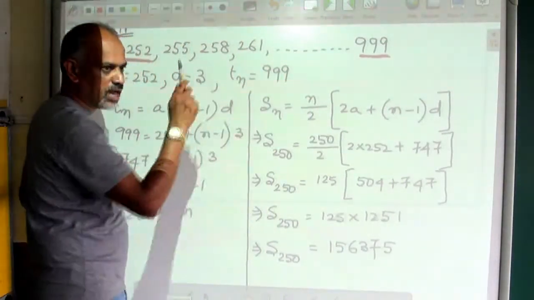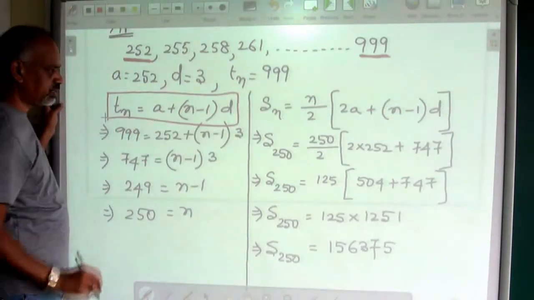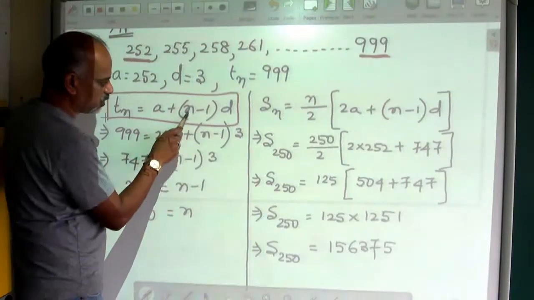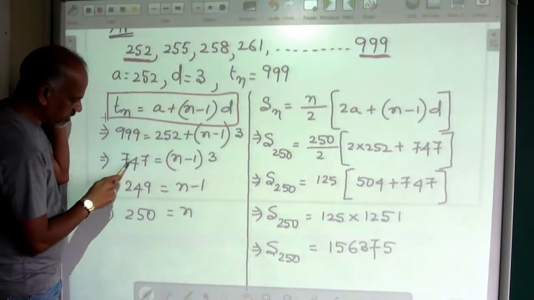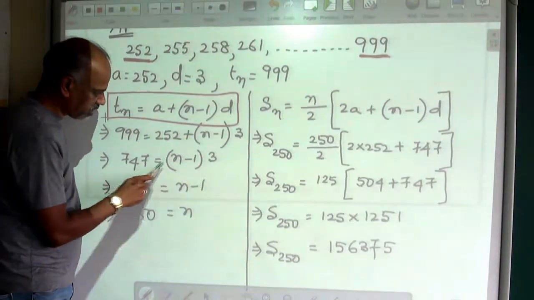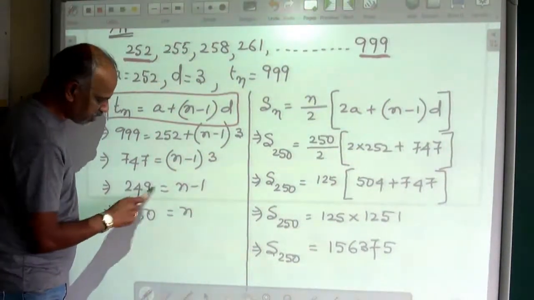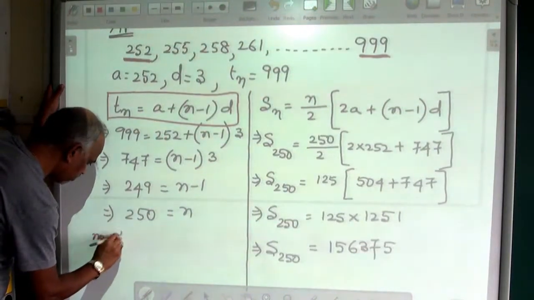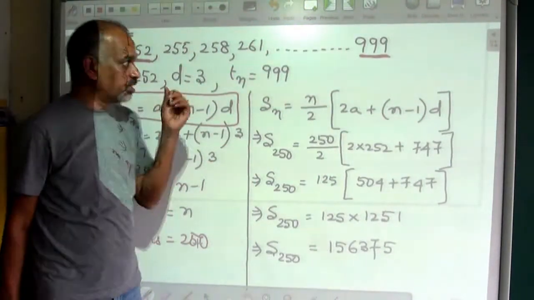Because you know Tn, you will start with the formula for Tn. Tn is equal to A plus n minus 1 times D. 999 is equal to 252 plus n minus 1 times 3. Shift this side, 999 minus 252 is 747, equal to n minus 1 times 3. Bring the 3 this side, 747 divided by 3 is 249, equal to n minus 1. Shift this minus 1 this side, 249 plus 1 is 250. Number of terms is 250. You know there are 250 terms in this series.